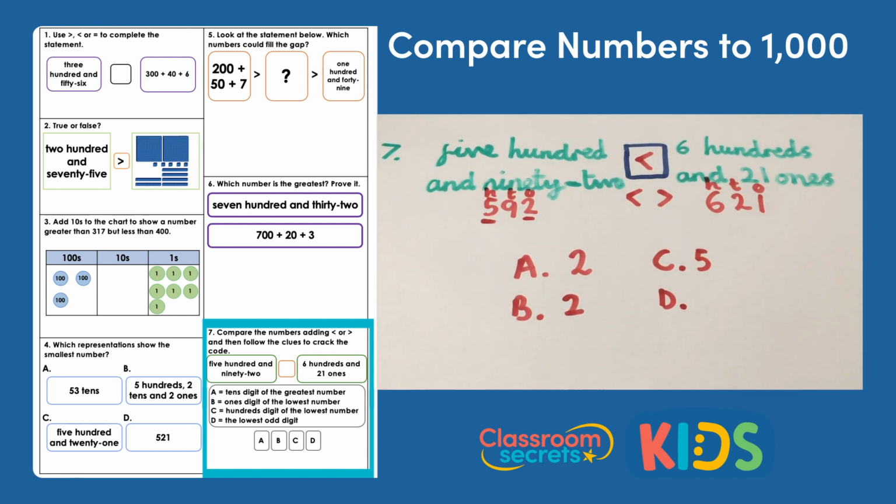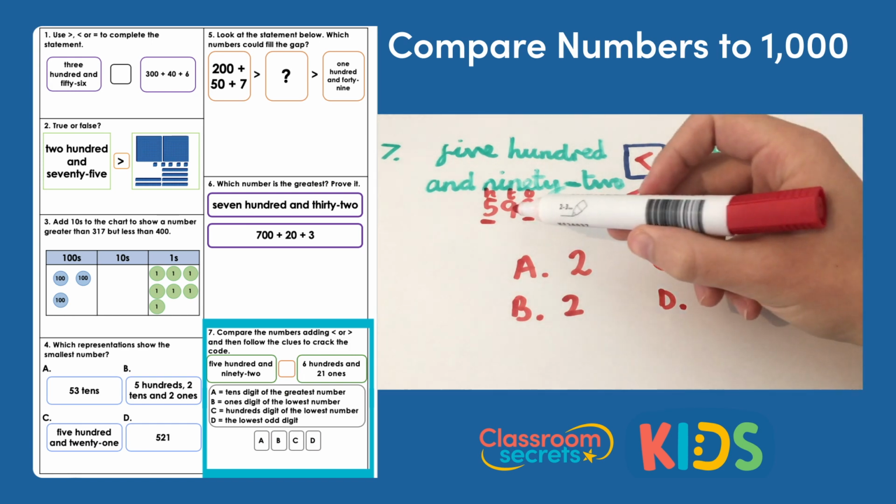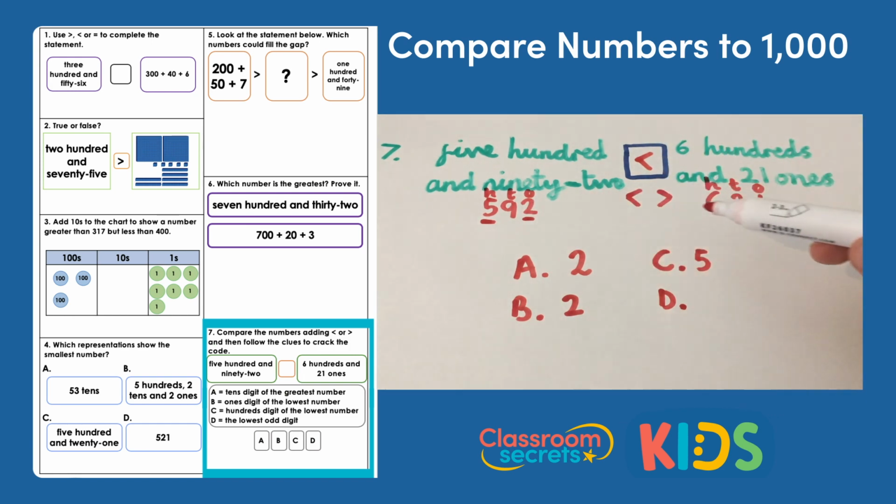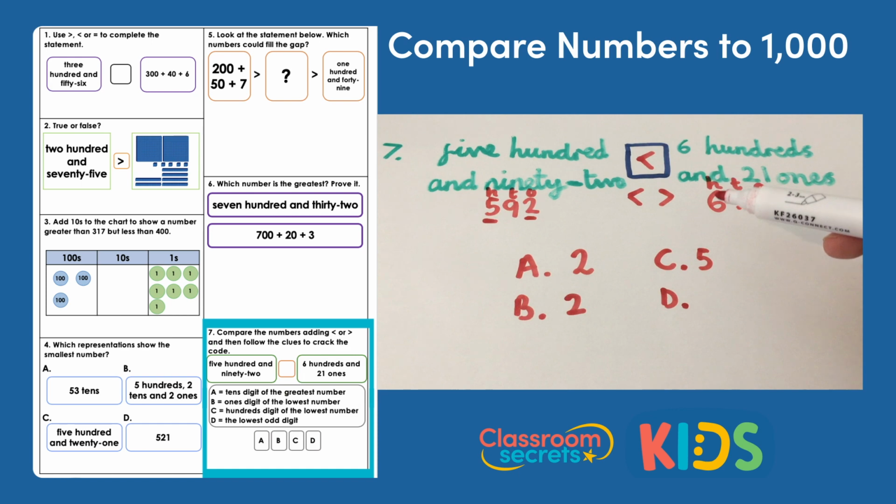And the clue for D is the lowest odd digit. So odd digits, they're numbers 1, 3, 5, 7 or 9. So the lowest odd digit. What's our lowest odd digit out of the two numbers? It doesn't tell us the lowest or the greatest, so we can look at both, and that's a 1. 1 is the lowest odd digit there. And that's all the clues answered. So our code is 2251.